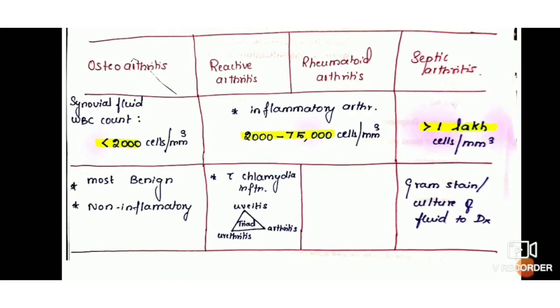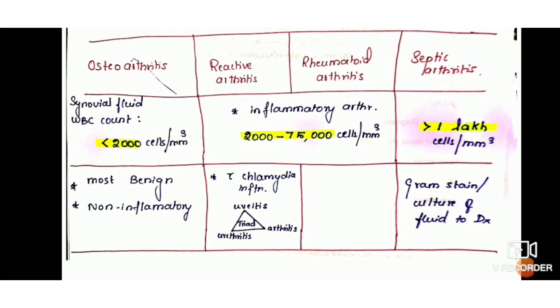Now coming to the differential diagnosis of the arthritis, the patient here actually has septic arthritis, and you confirm it mainly by the synovial fluid WBC count. If it is less than 2000, it is mostly osteoarthritis, which is a non-inflammatory type of arthritis. In reactive and rheumatoid arthritis, both are inflammatory arthritis, and the WBC count in the synovial fluid will be between 2000 and 75,000 cells per cubic millimeter. But in septic arthritis, the count will be very high, more than 1 lakh cells.